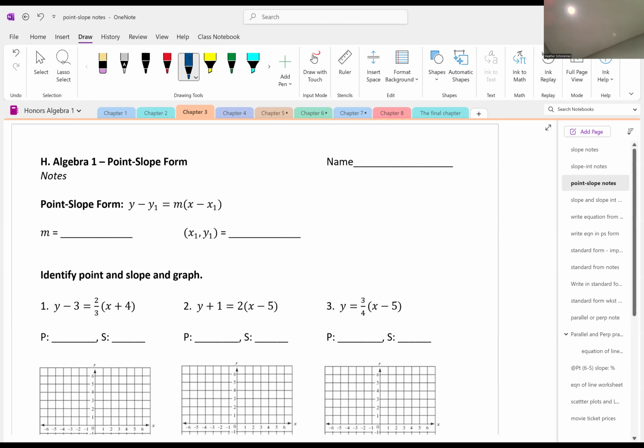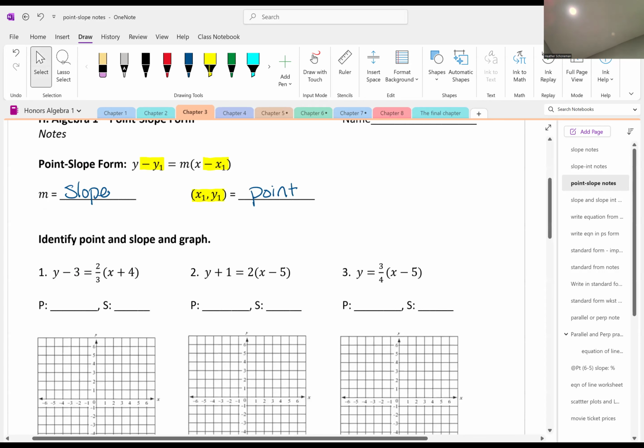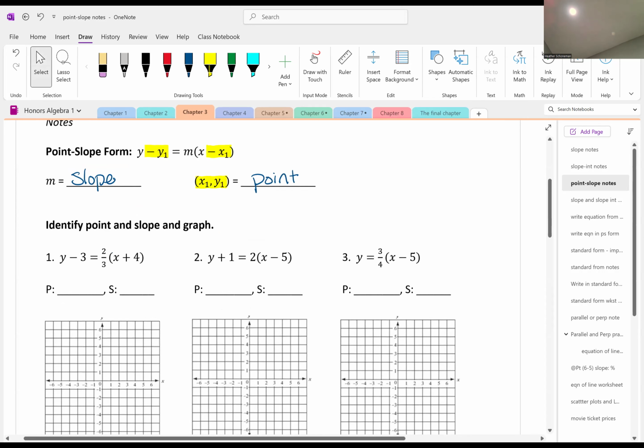So m is still going to represent the slope, and (x1, y1) is going to represent a point. But notice it says minus x1 and minus y1, but the point is (x1, y1). So when we read the point, it's going to be the opposite of what's added or subtracted to the x and y.